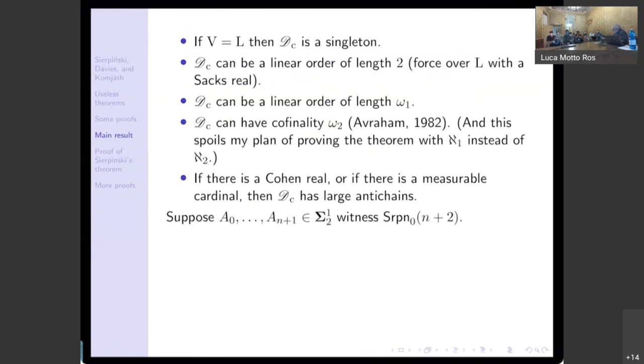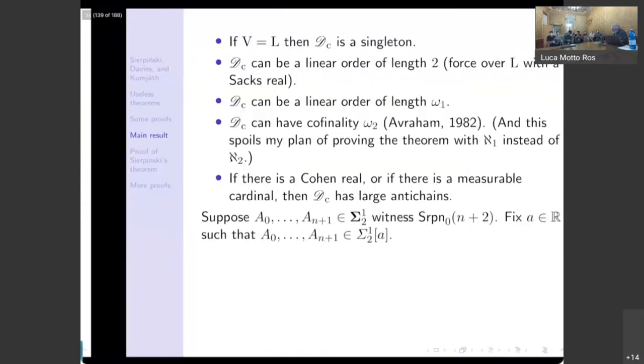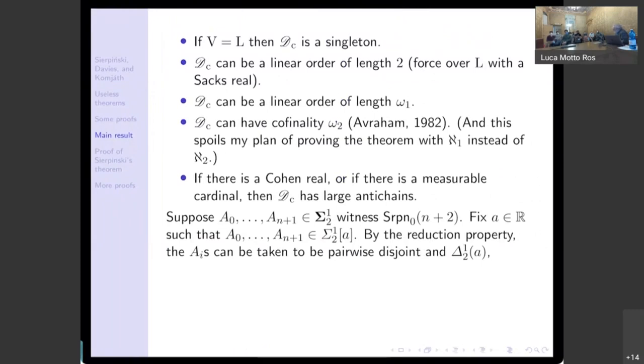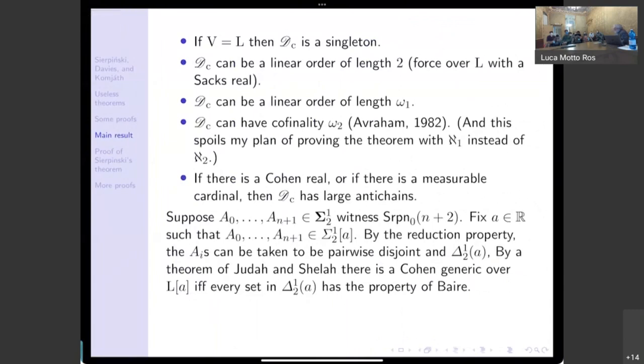So suppose A zero through A n plus one are sigma 1, 2 sets and witness this Sierpiński property. Fix a parameter, a sigma 1, 2 parameter. As a reduction, you can assume the parameter is joint depth 2 a. By the theorem of Judah and Shelah, there is a Cohen generic over L of A if and only if every delta 1, 2 set in A has the property of Baire.